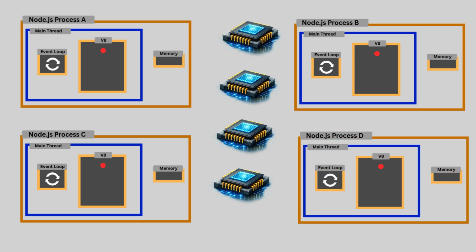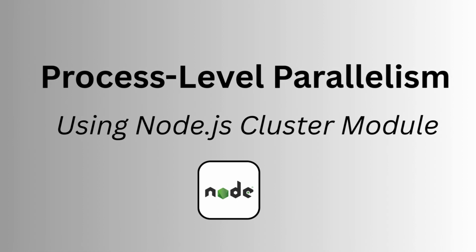Processes are not permanently bound to specific cores. The OS assigns CPU time slices as needed. With 4 cores, we can run 4 Node.js processes in parallel. This is process-level parallelism. Node.js provides the cluster module for this.